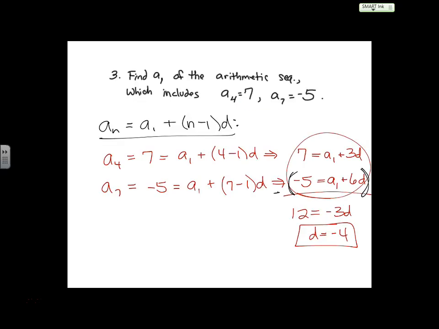But that's d, you would plug back in, plug and chug. 3 times negative 4, negative 12, negative 12, plus 7. A sub 1 ends up, after some quick substitution up above, to be, I think, 19.